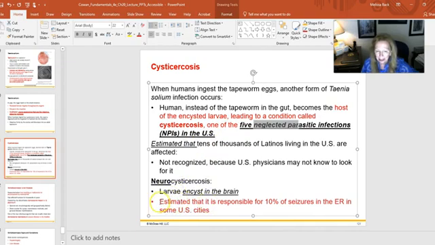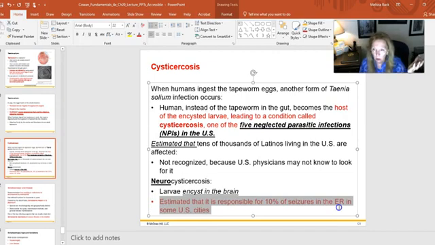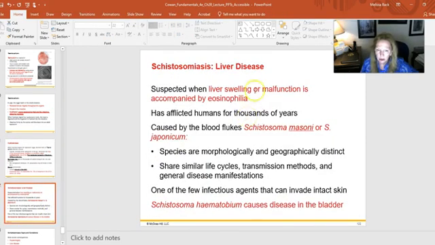It is estimated, and this is shocking, that seizures are often said to be of unknown origin, but as many as 10% of them are being caused by these cyst lesions in the brain because of cysticercosis. So this is something that you do want to be thinking about.